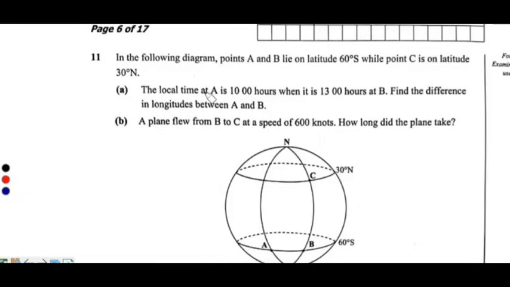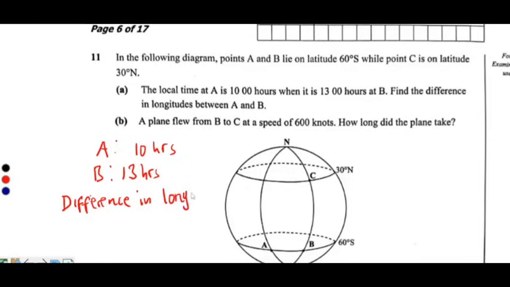Question A: the local time at point A is 10 hours when it is 13 hours at point B. Find the difference in longitudes between point A and B. So here we are going to say difference in longitudes. This is what they want us to find.